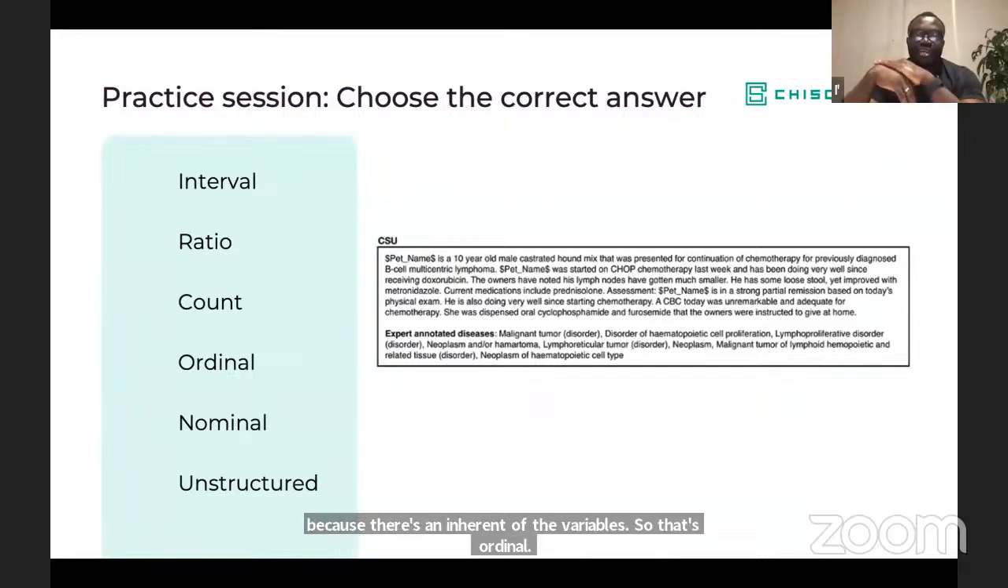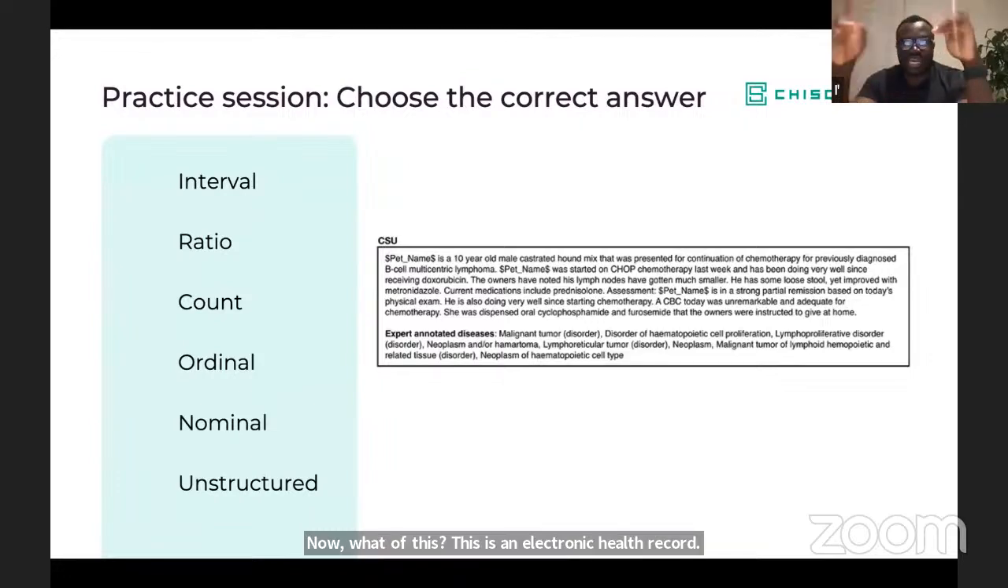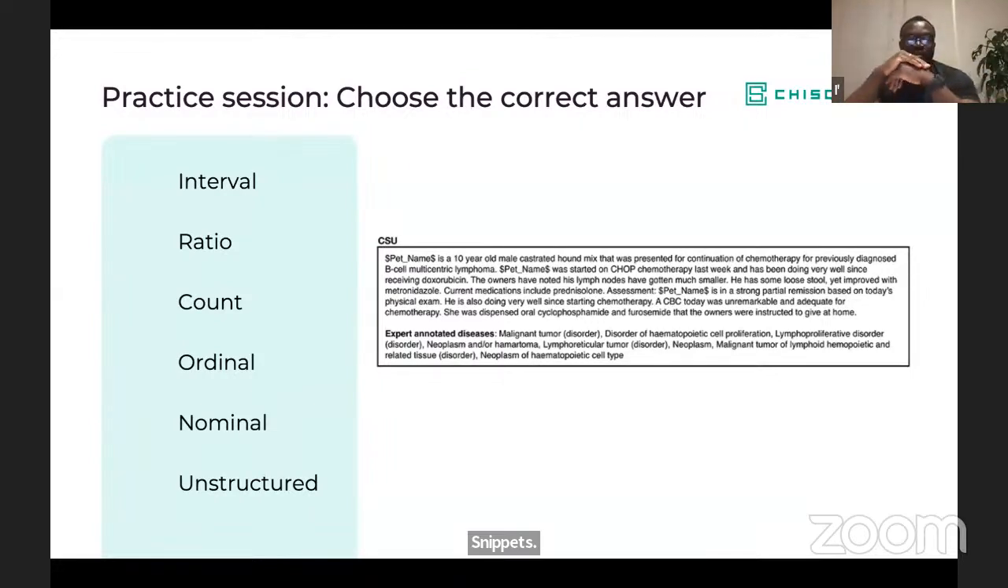Now, what of this? This is an electronic health record snippet. So we're just typing text into the box. What kind of data will this be classified as?